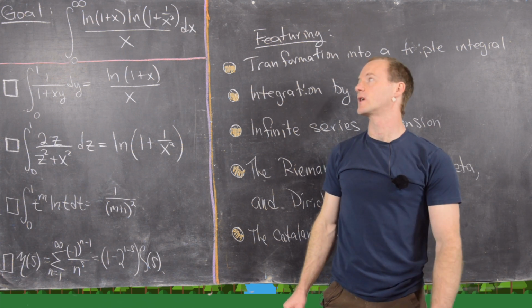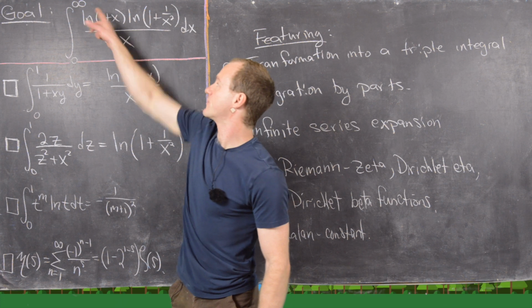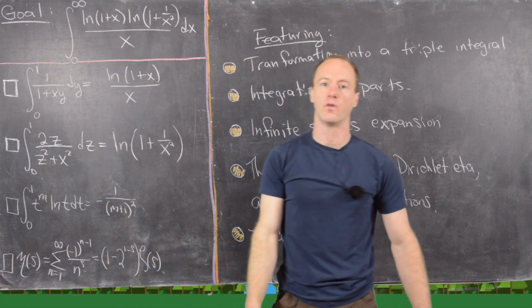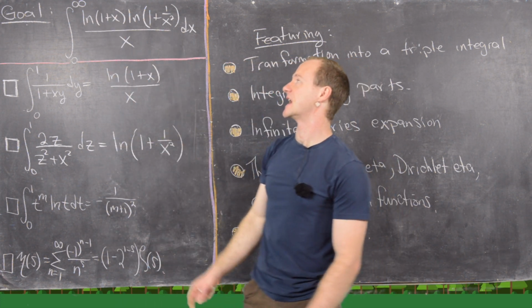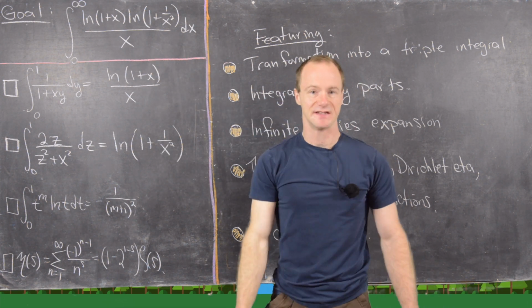In this video, we're going to look at a really interesting integral. So it goes like this. It's the integral from 0 to infinity of the natural log of 1 plus x times the natural log of 1 plus 1 over x squared, all over x, dx.